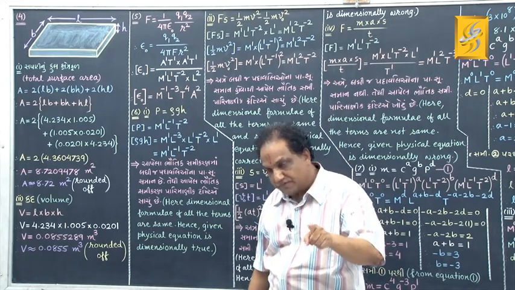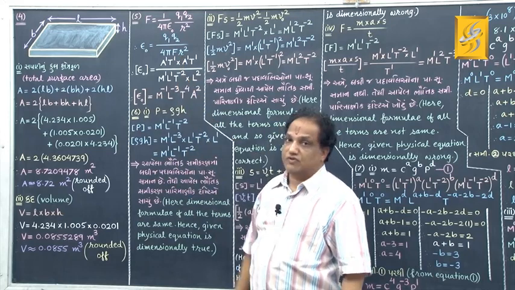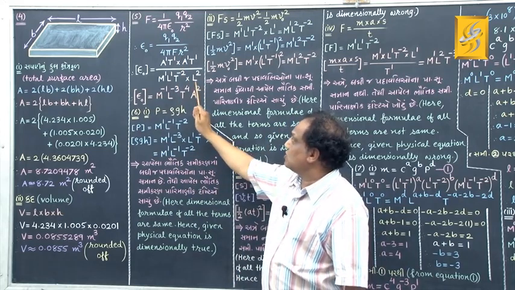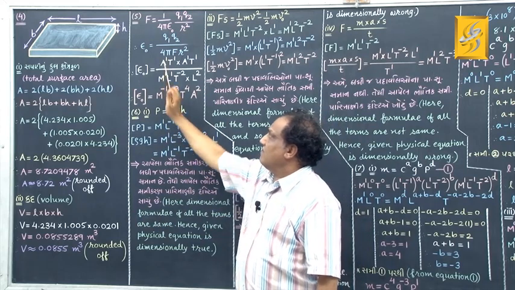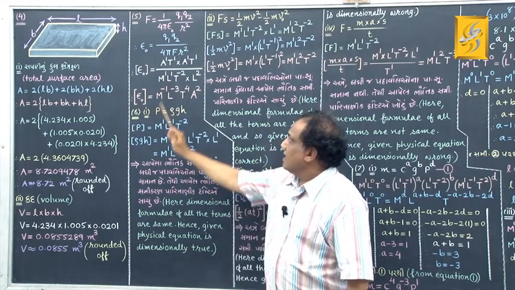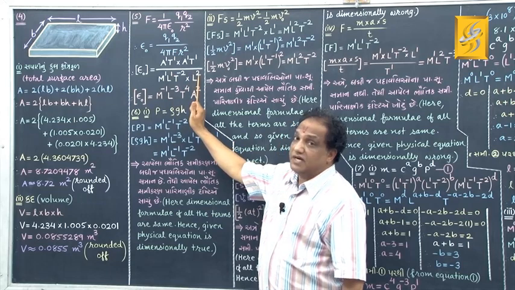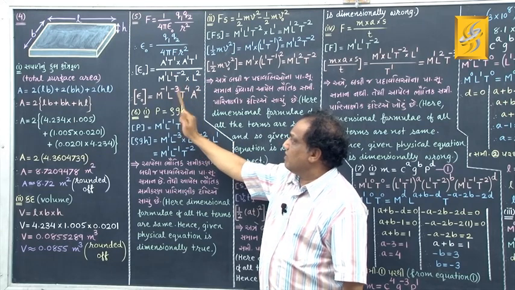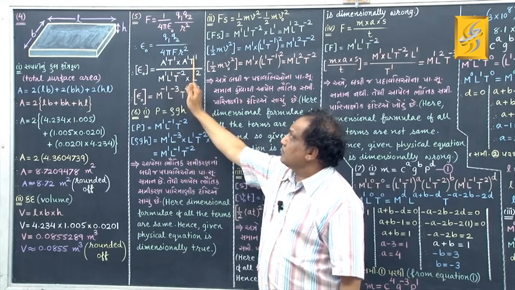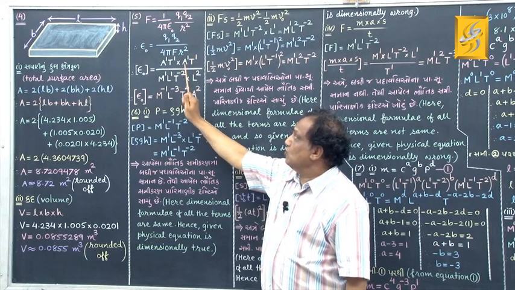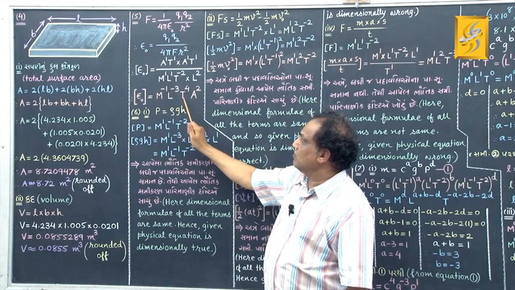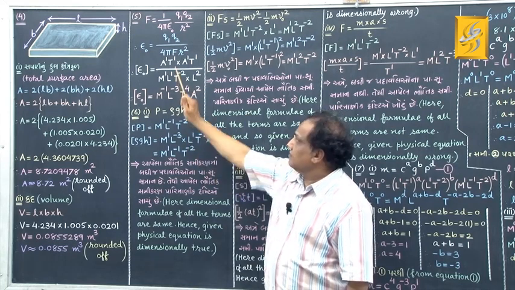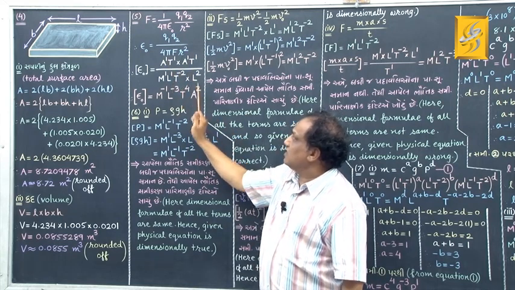Now you must remember. Come on, r square, square of length. So I am writing L raised to 2. Correct? Now simplify. M raised to 1 going up will become M raised to minus 1. L raised to 1 plus 2, that is 3, going up will become L raised to minus 3. T raised to 1 plus 1, that is 2. 2 minus minus 2, that is T raised to 4. In the numerator, you will get T raised to 4. Correct? This A raised to 1 plus 1, that is 2.